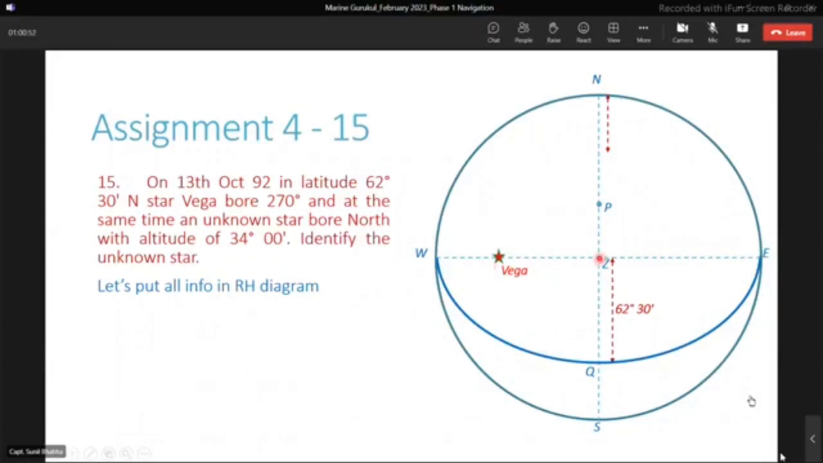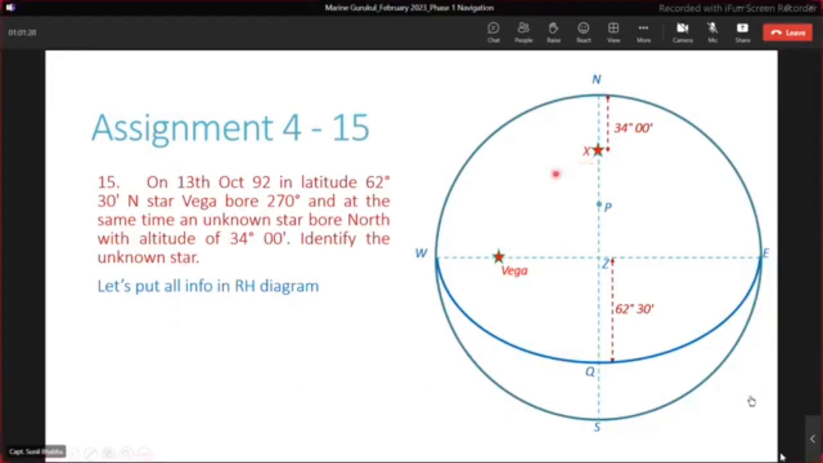Now coming back to our diagram, the ZN line represents the north bearing or 000 bearing. So the unknown star has to be somewhere on this line. Its altitude is given to us as 34 degrees. Now point N is on the horizon. Our star is 34 degrees above the horizon. So from point N going 34 degrees above the horizon, this is where the unknown star is. Let's mark the unknown star as X.